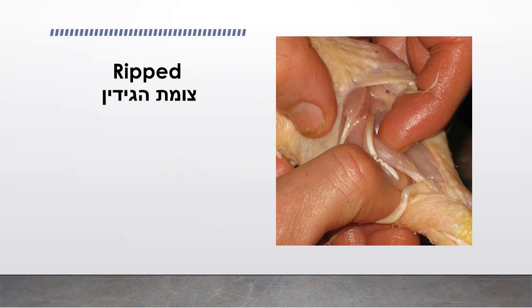So the din is that if any of those gidin are cut, at the place where they come together, then the animal is a treifah. In our case, we're talking about a chicken, the chicken is a treifah. So there are two ways you could check that. You could check it on the actual drumstick itself, the bottom of the leg of the chicken. But that of course means cutting open the chicken's leg.